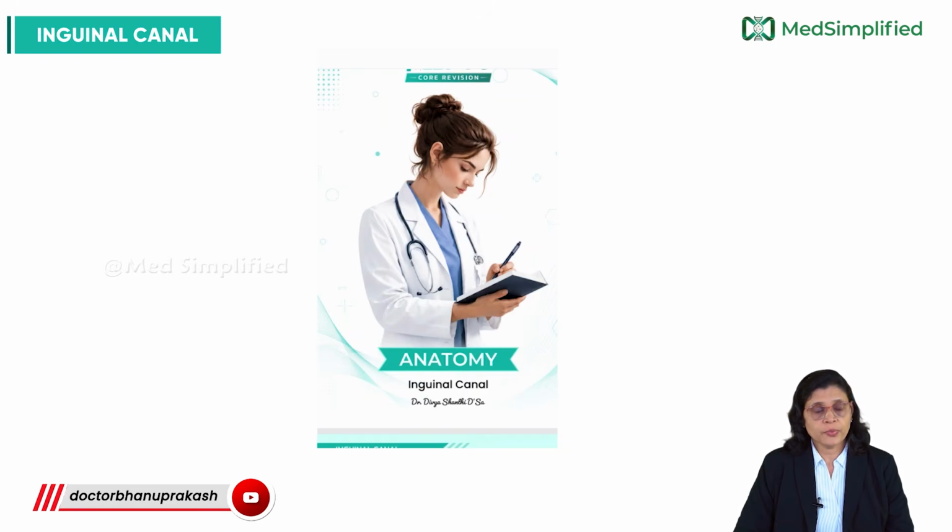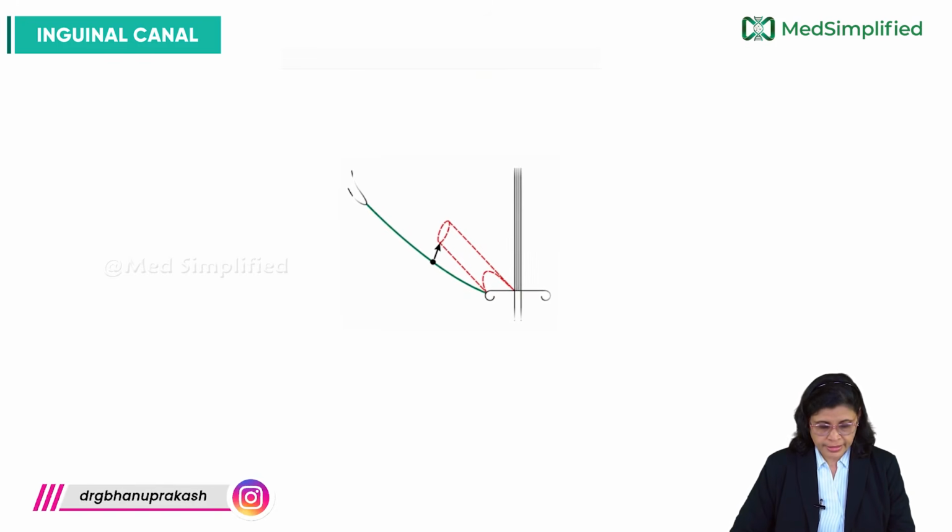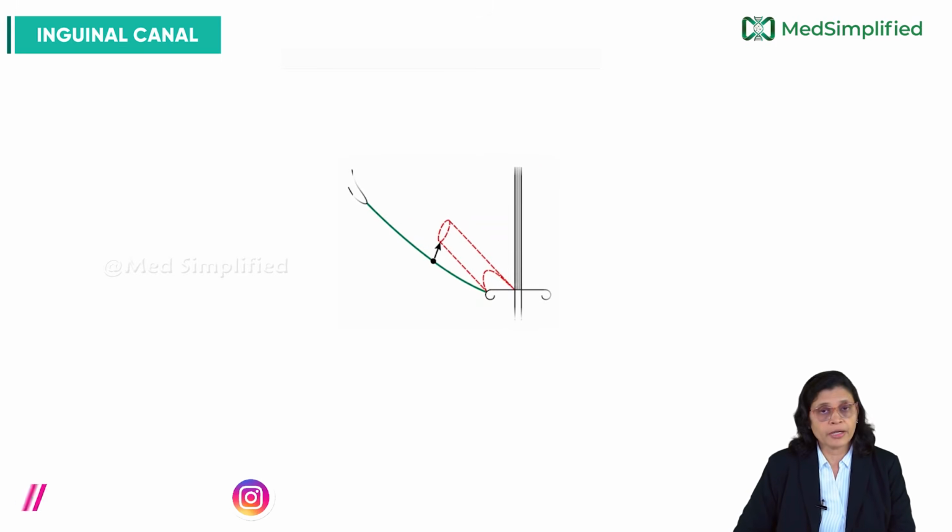In today's session, we are going to break down the anatomy of inguinal canal into clear, high-yielding, exam-focused concepts. So let's get started. Now, inguinal canal is an oblique intermuscular canal. So, this canal, we see it in the lower part of the anterior abdominal wall. And this canal is formed during the descent of the testis into the scrotum during the fetal period.